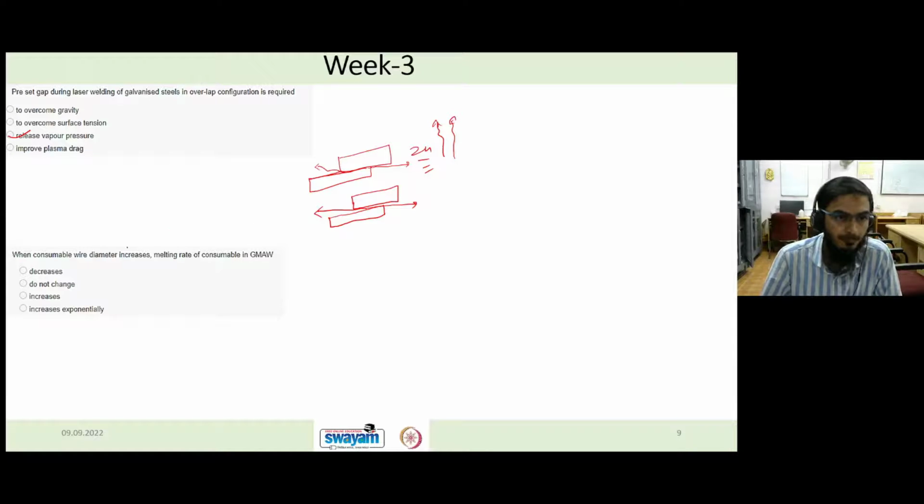Yes, sir. Yeah. Now we'll solve the next problem. When consumable wire diameter increases, will the melting rate of the consumable in GMAW increase, decrease, not change, or increase exponentially?